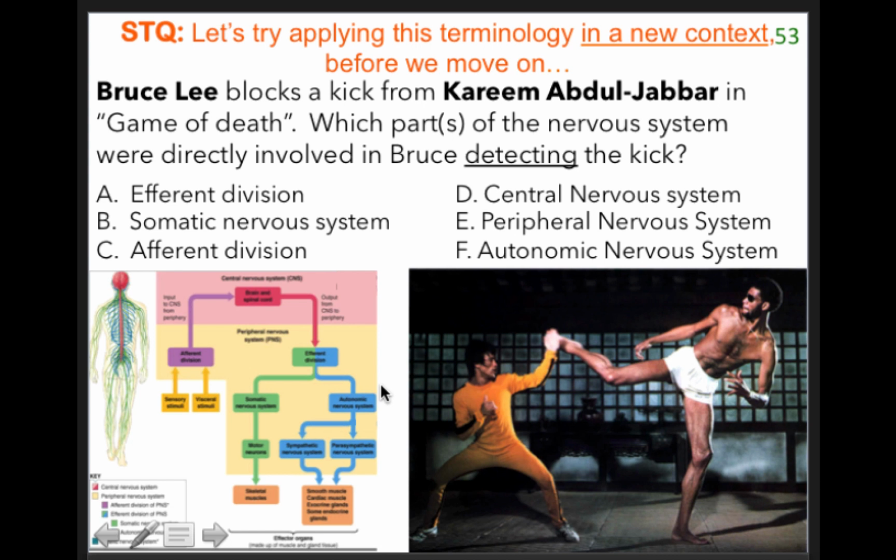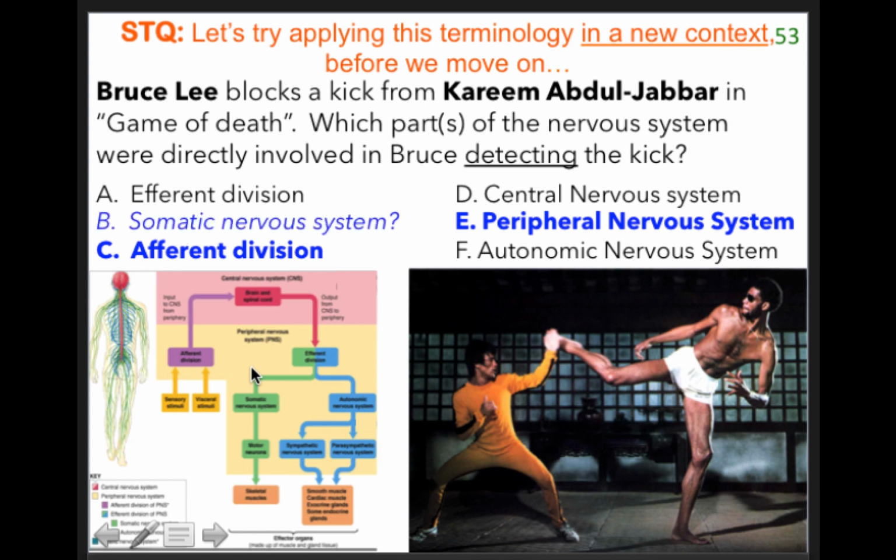Okay, welcome back. So the afferent division is definitely involved because we're talking about senses being sent to the central nervous system. And the afferent division is part of the peripheral nervous system, so we can't leave that out either. So you can say the peripheral nervous system in general is involved in detecting things. You can include the somatic nervous system as well, because even though it's shown as part of the efferent division here, some textbooks do talk about senses like what you see and what you hear being part of the somatic nervous system.